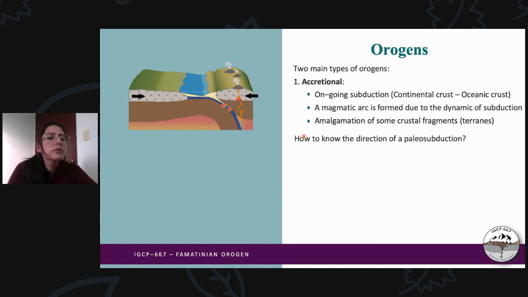So, how do we know the direction of a paleo-subduction? Well, if a subduction zone existed in the past but is no longer active, we can know the direction of the paleo-subduction by looking at the vergence of the deformation, which will be in the opposite direction. For example, imagine this is the east and this is the west. When there is a subduction to the east, the deformation resulting from that compression will have a westward vergence.